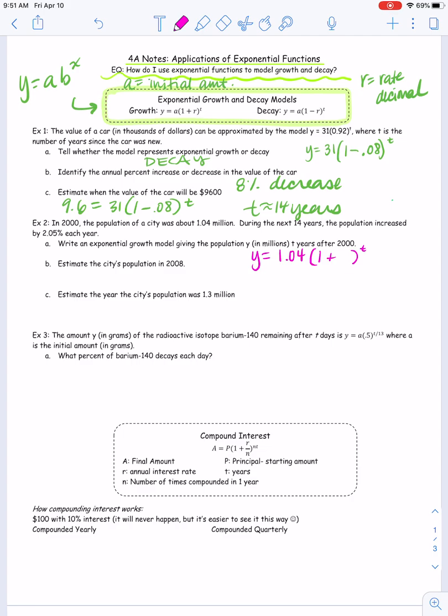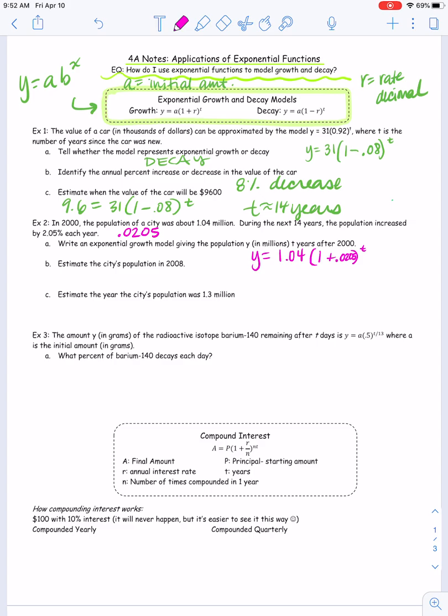It's growing 2.05%. Well, how do we write that as a decimal? Because r always needs to be written in the form of a decimal. So if we have 2.05%, then that is the same thing as 0.0205. So that's what I'm going to write right here, 0.0205. So this is showing me my initial amount is 1.04 million. My rate that it's increasing or growing every year is at a 2.05% rate. And then t is representing the years after 2000.